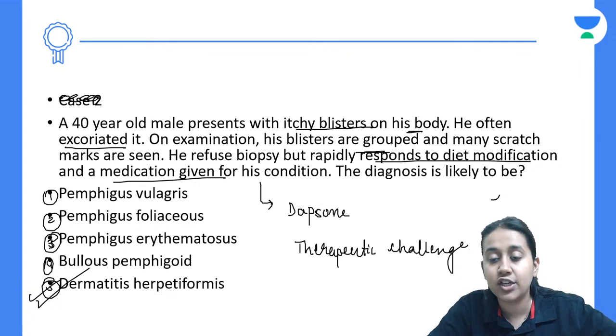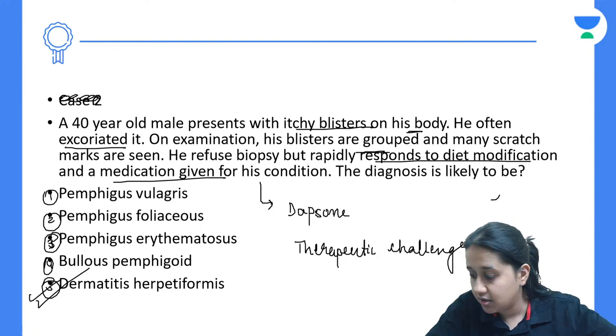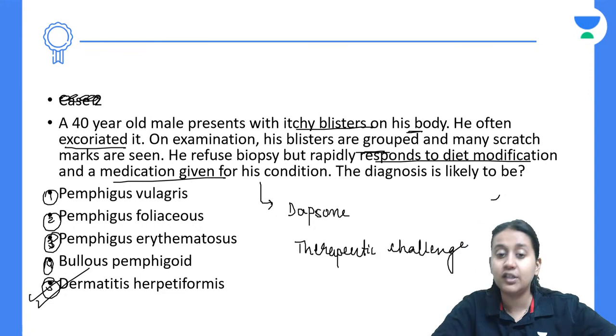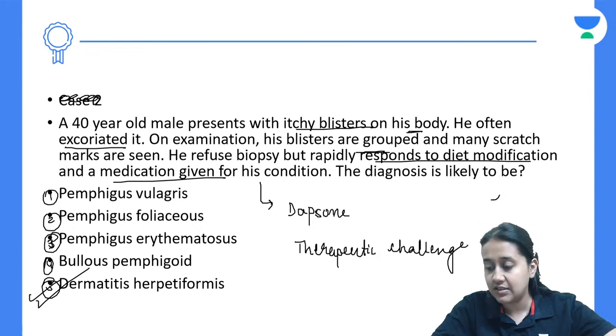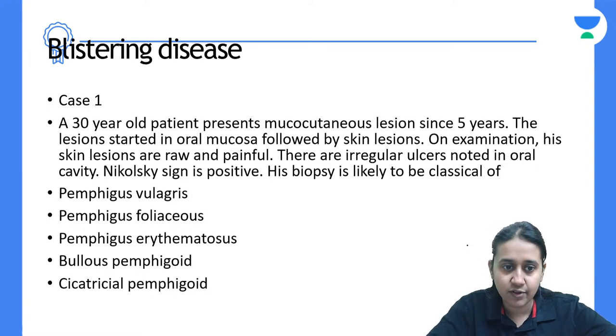And obviously, the modification of diet, you have to avoid taking barley, rye, oat and wheat, which include gluten, because dermatitis herpetiformis is one of the cutaneous manifestations of gluten-sensitive enteropathy. So, that is a must. The next question, this is again from blistering disorder.